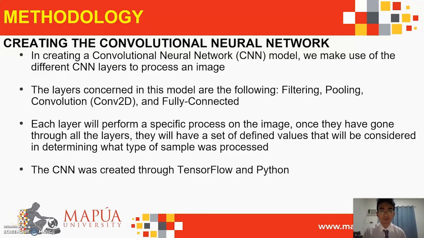Creating the convolutional neural network. In creating a CNN model, we make use of different CNN layers to process an image. The layers concerned in this model are the following: filtering, pooling, convolution, and fully connected. Each layer will perform a specific process on the image. Once they have gone through all the layers, they will have a set of defined values that will be considered in determining what type of sample was processed. For the CNN we created, we used TensorFlow and Python.